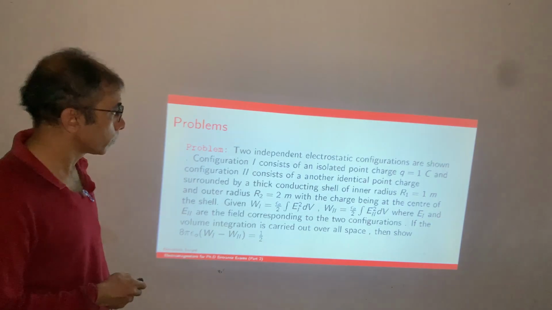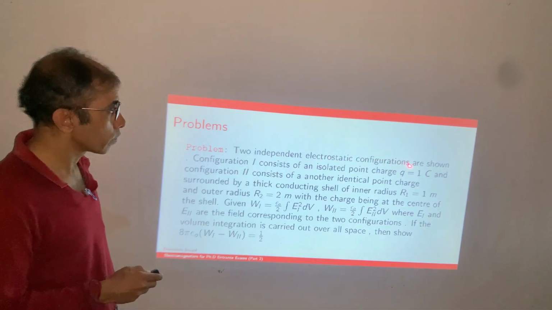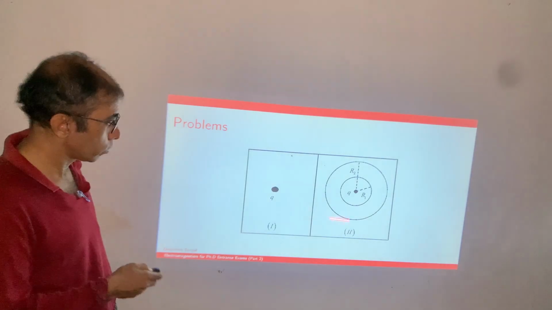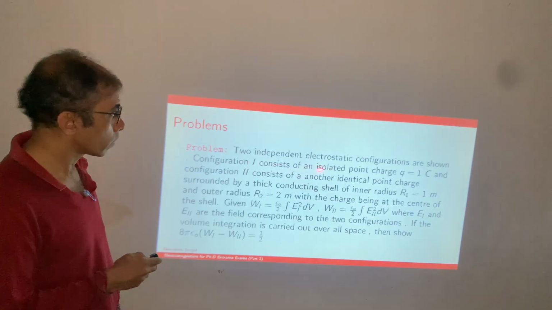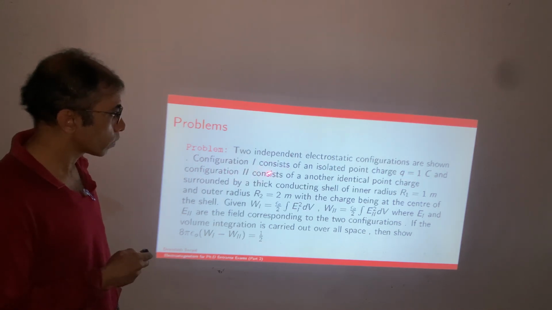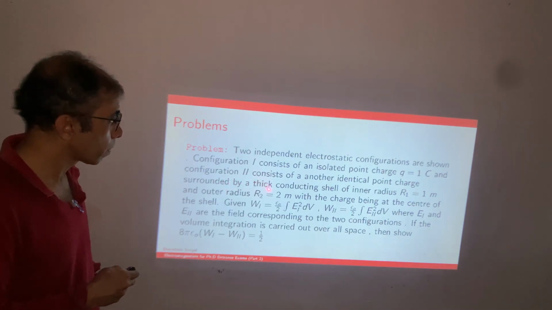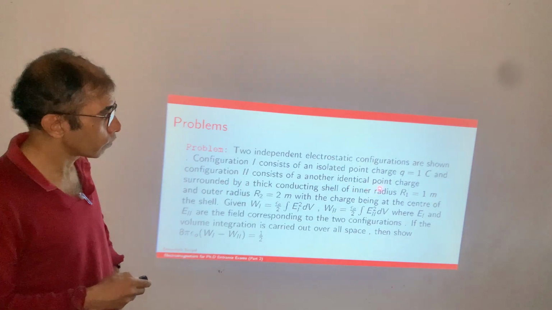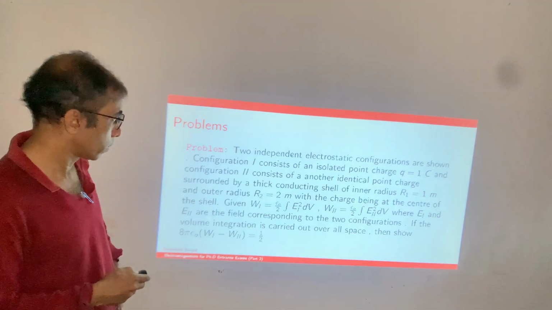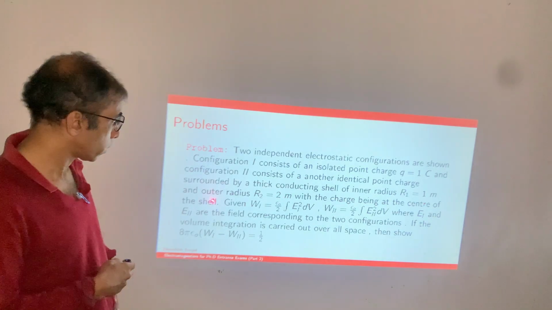To the next problem. Two independent electrostatic configurations are shown here. Configuration 1 consists of an isolated charge Q equal to 1 coulomb, and configuration 2 consists of another point charge surrounded by a thick conducting shell of inner radius R1 equal to 1 meter and outer radius R2 equal to 2 meter, with the charge being at the center of the shell.